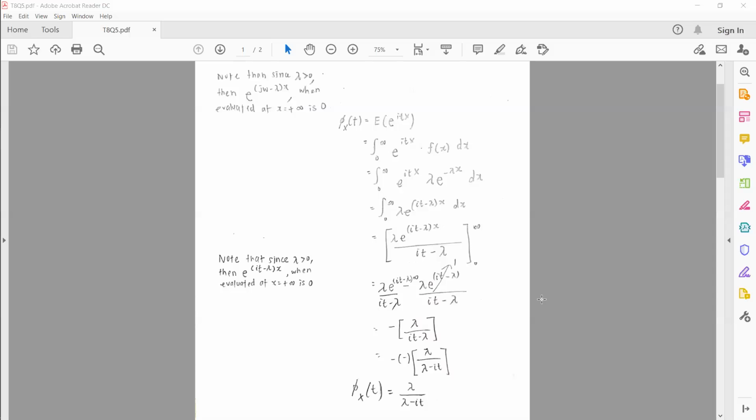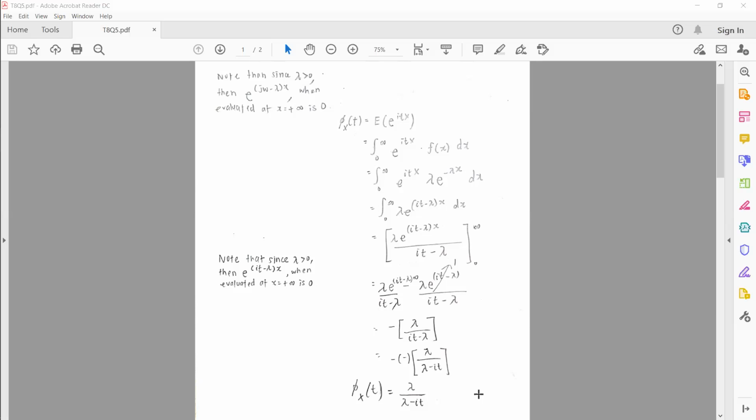Good morning, doctor. Can you see my screen? Yes. I'll be presenting number 5. X is an exponential random variable with a mean of lambda, and given the moment generating function, part A is to write down the characteristic function. From here is the formula of the characteristic function, then substitute in the f of x and integrate it, and finally we get lambda over lambda minus it.